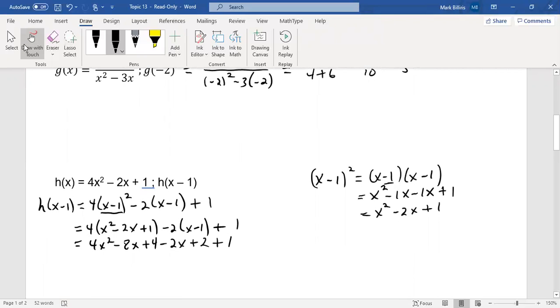Now combine your like terms. We have 4x squared. Now we're combining negative 8x and negative 2x. So negative 8x and negative 2x gives us negative 10x. And then we combine positive 4, positive 2, and positive 1. 4 plus 2 is 6, plus 1 is 7. So our final answer would be 4x squared minus 10x plus 7.